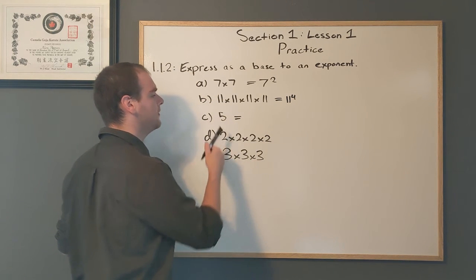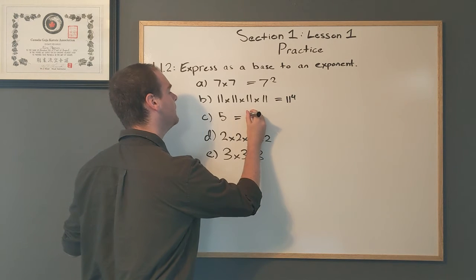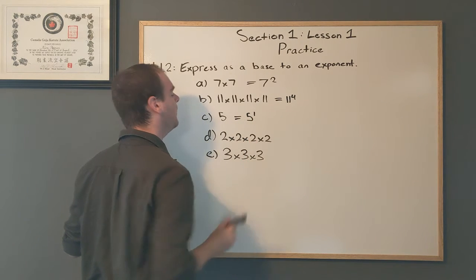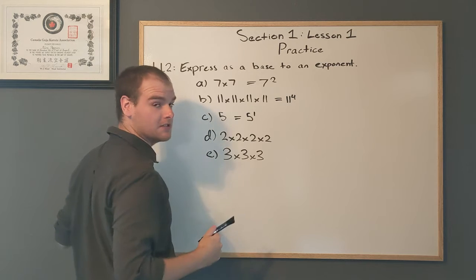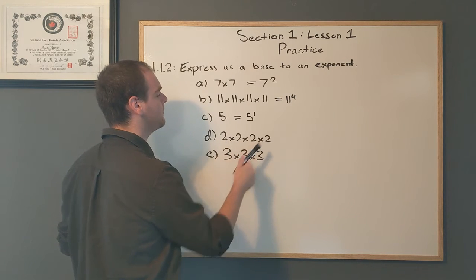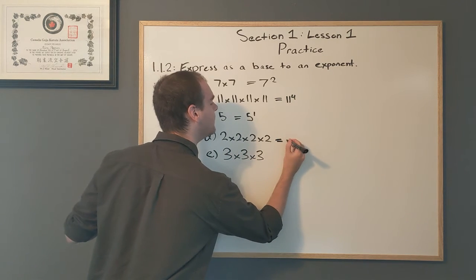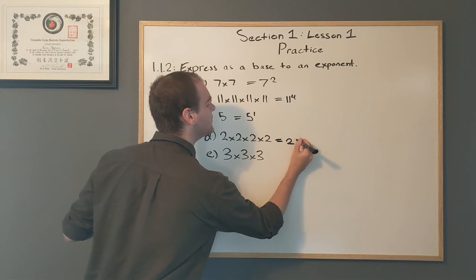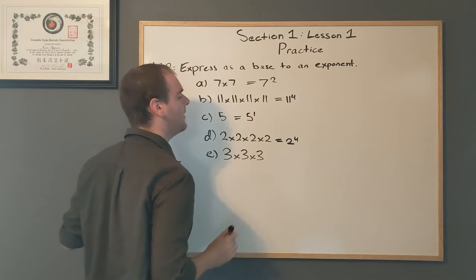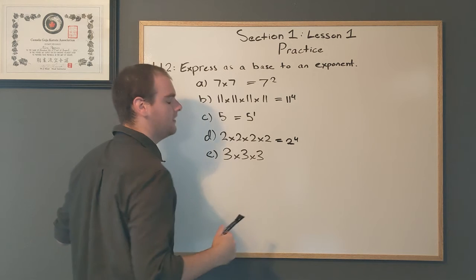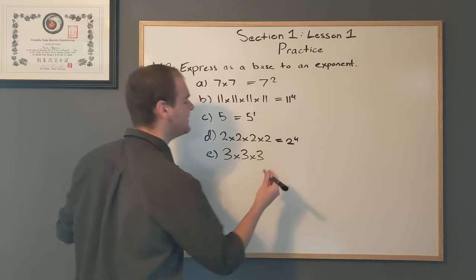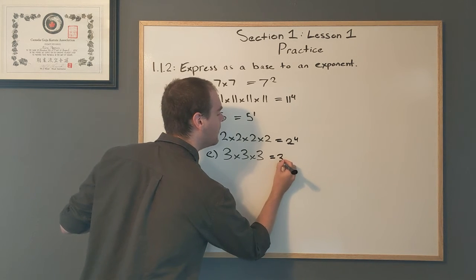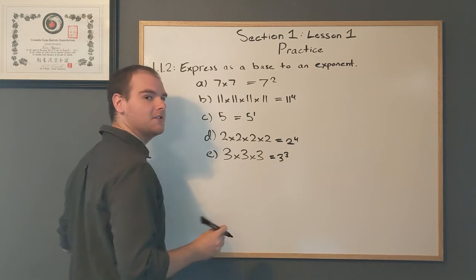Part C, there is 1 5. We have 5 to the power of 1. Part D, we have 1, 2, 3, 4 2s. That is 2 to the 4th power. And E, we have 3 3s, which is 3 cubed.